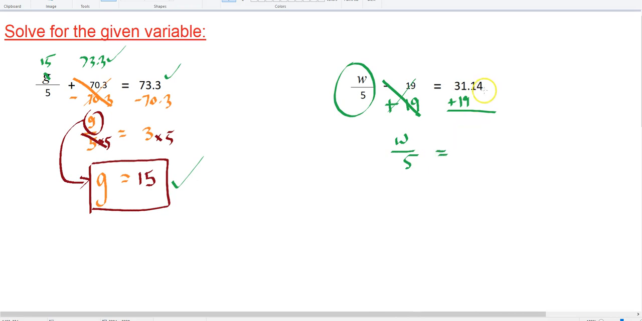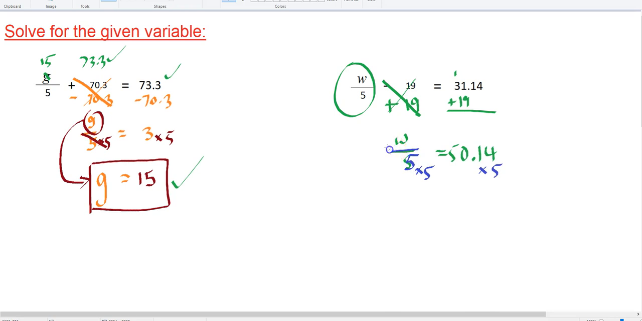And on the right-hand side, we have 31.14 plus 19, and that's 50.14. What do we do now? Now we have to cancel out the dividing by 5. And how do we cancel dividing by 5? We do the opposite, or the inverse, and we multiply by 5. So let's multiply by 5 on both sides.